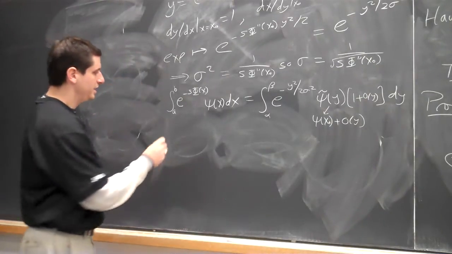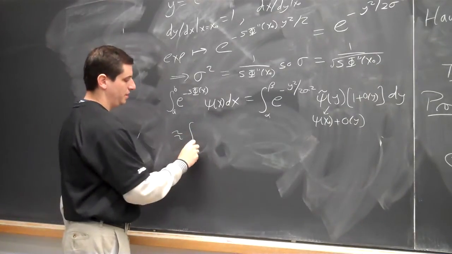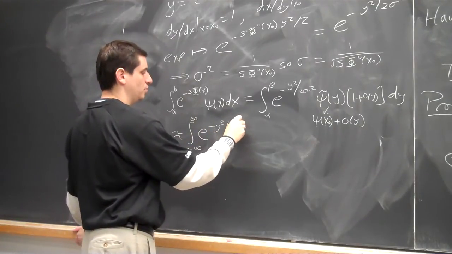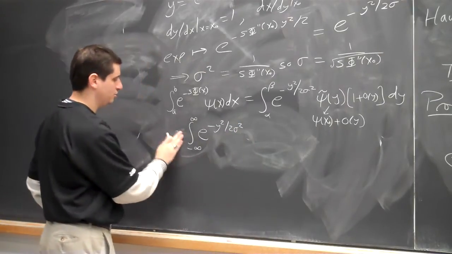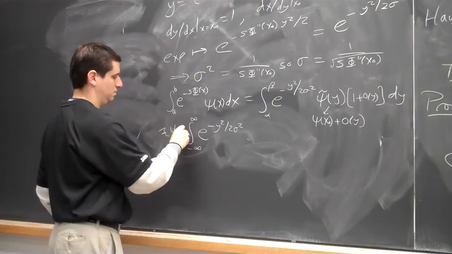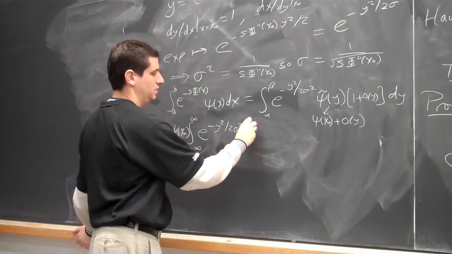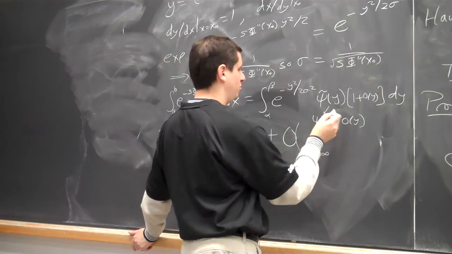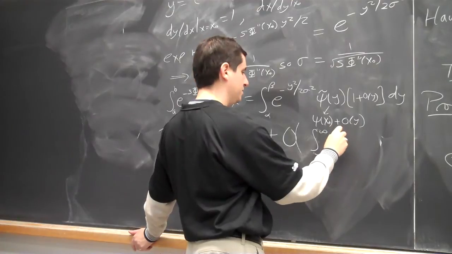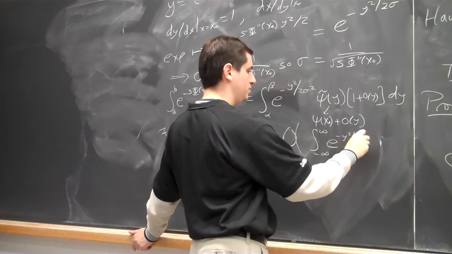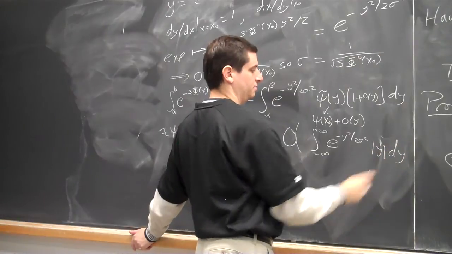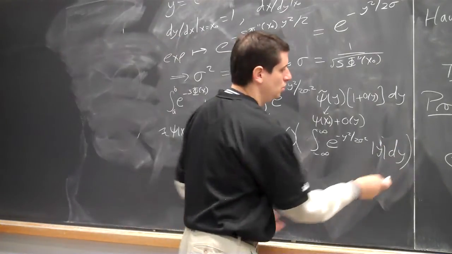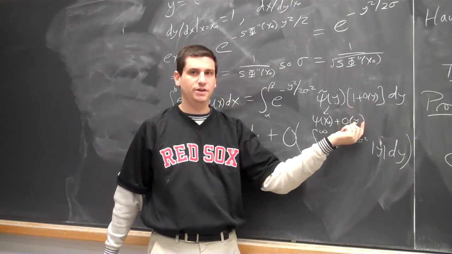So now, it's approximately the integral from minus infinity to infinity of e to the negative y squared over 2 sigma squared. I'll pull out the c of x naught. dy plus some error of approximately this shape: e to the minus y squared over 2 sigma squared, absolute value of y dy. Where do we get that here? Well, I basically have a 1 plus an order of y.